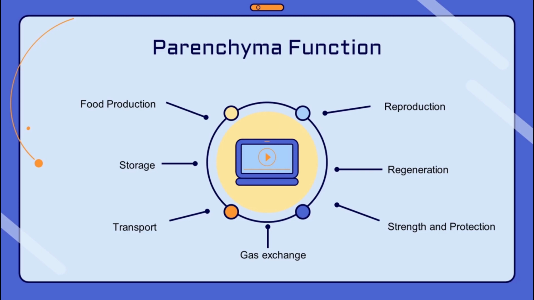Gas exchange. Parenchyma absorbs carbon dioxide and releases oxygen during the process of photosynthesis and respiration. Reproduction. Meristematic parenchyma divides and gives rise to all other cell types and is thus called totipotent cells.